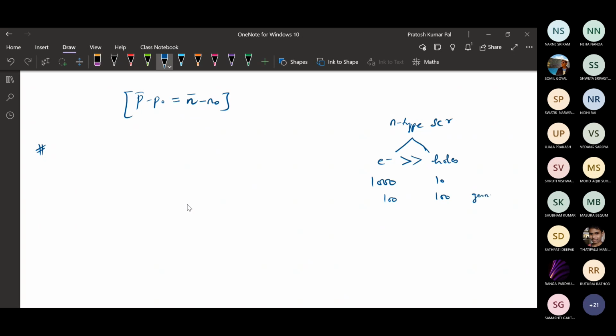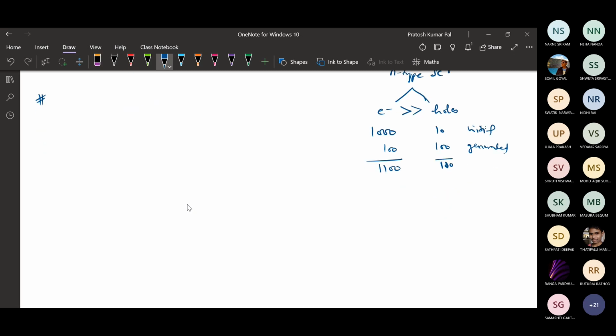Okay, so this amount has been generated, and this is the initial amount. If we consider the overall electron concentration, it is 1100, and this is 110. So if we consider the percentage increase, the percentage increase in holes and in electrons will vary very much.